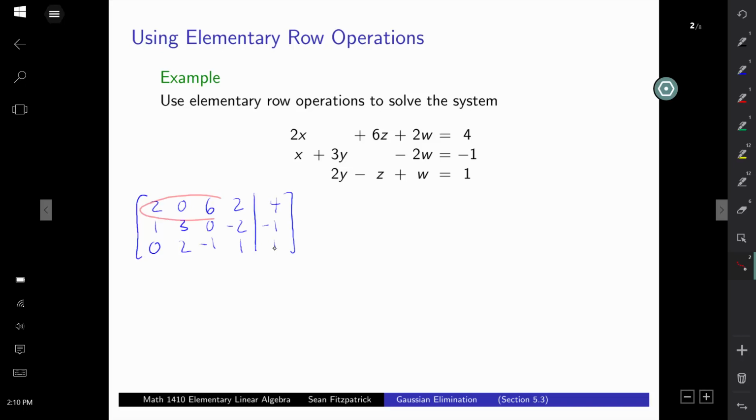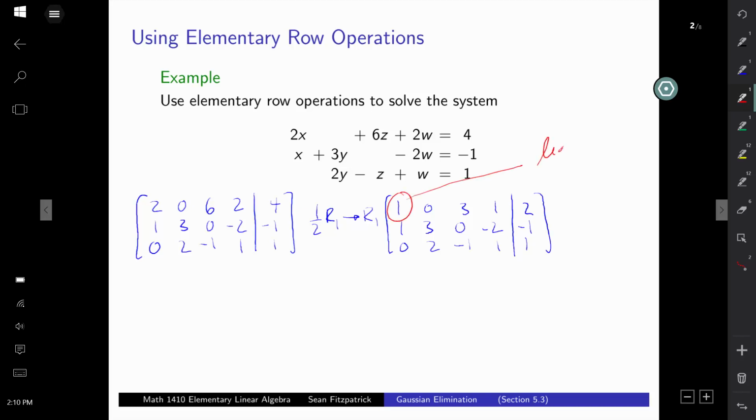Or I could take the entire first row and divide everything by 2. I notice that everything in row 1 is even, so why don't I divide by 2? Either one is valid. So let's do 1/2 row 1 and make that our new row 1. I get 1, 0, 3, 1, 2, and then 1, 3, 0, minus 2, minus 1, 0, 2, minus 1, 1, 1. Okay, so now I've got that 1 sitting there.